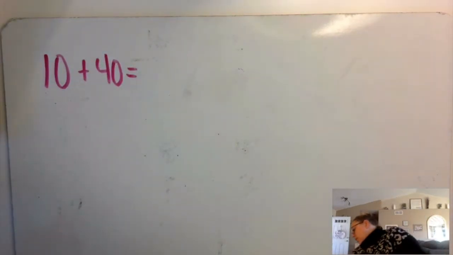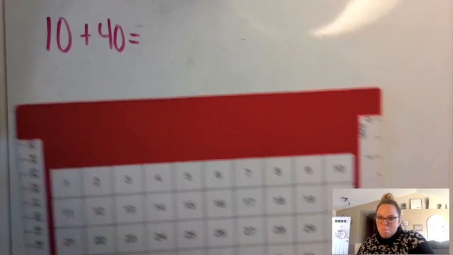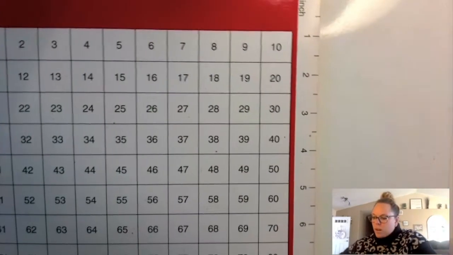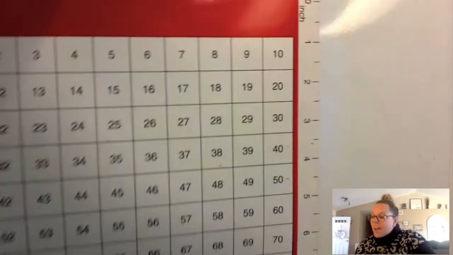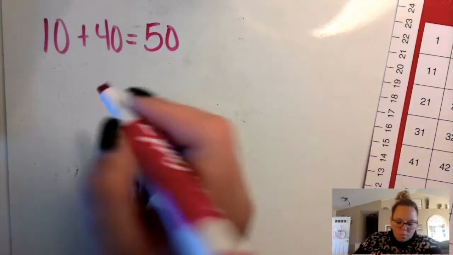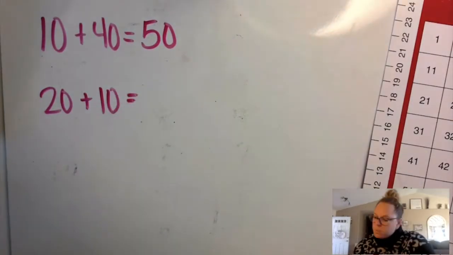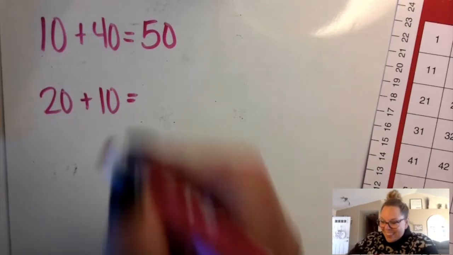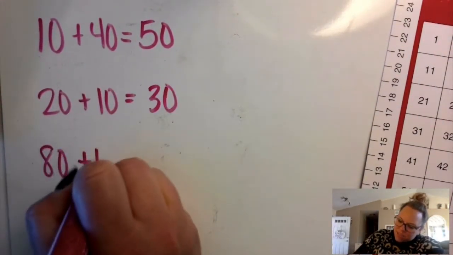Well, if you're not quite sure, you go right ahead and pull out your folder, right? 10 plus 40, 10 more than 40. What's 10 more than 40? 50. Right. What about 20 plus 10? 10, 20, 30. Right. And what about 80 plus 10?